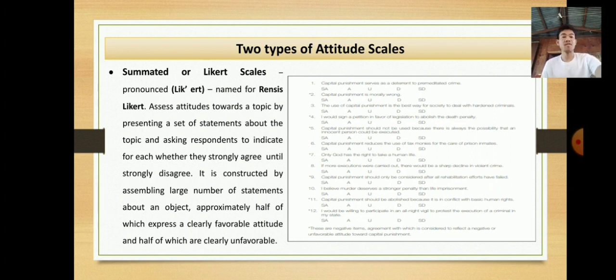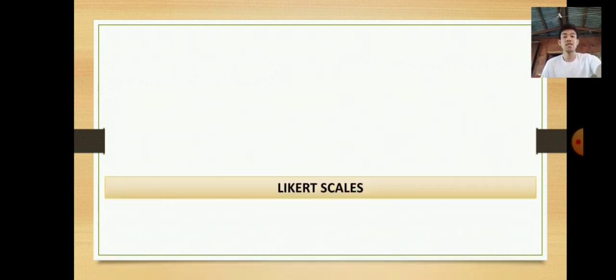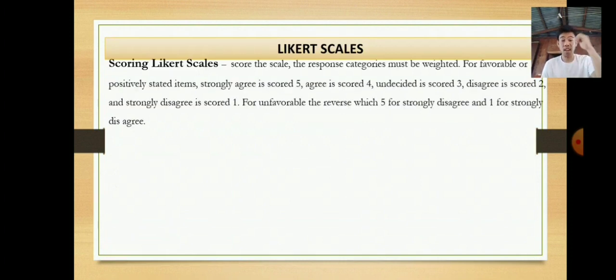Next slide. Dito sa Likert scale, paano nga ba tayo mag-score? Sabi dito, score the scale. The response categories must be weighted for favorable or positive stated items. Strongly agree is scored 5 until strongly disagree is scored 1.